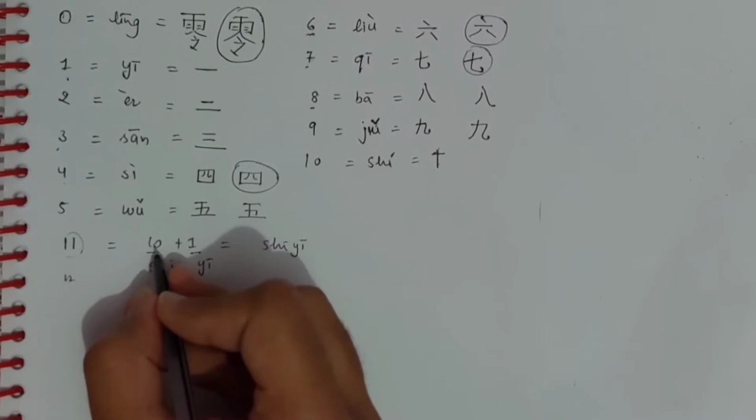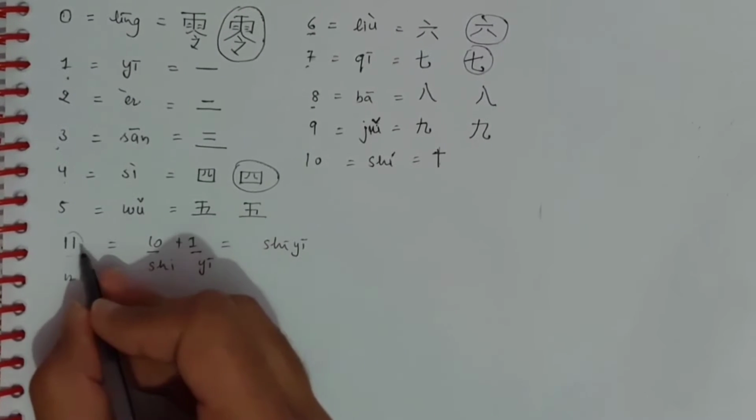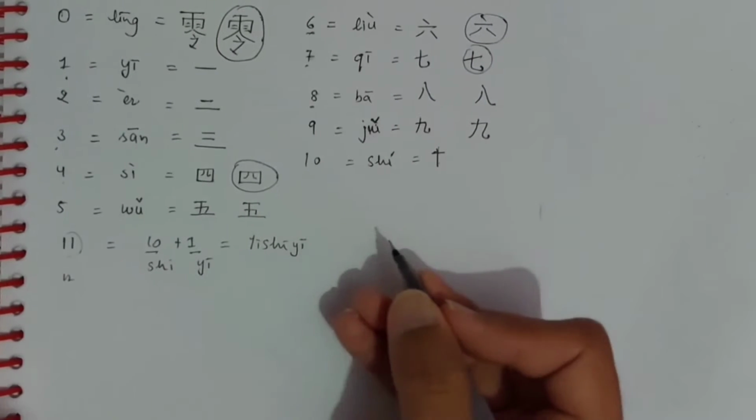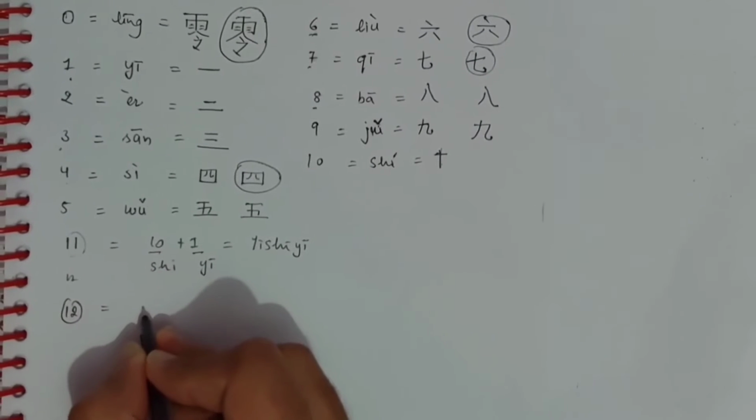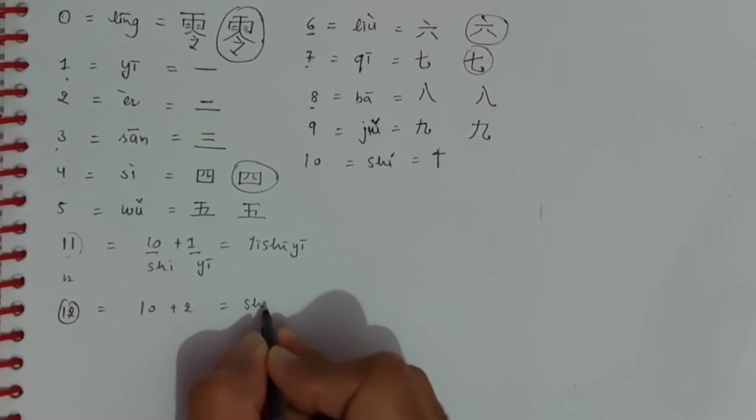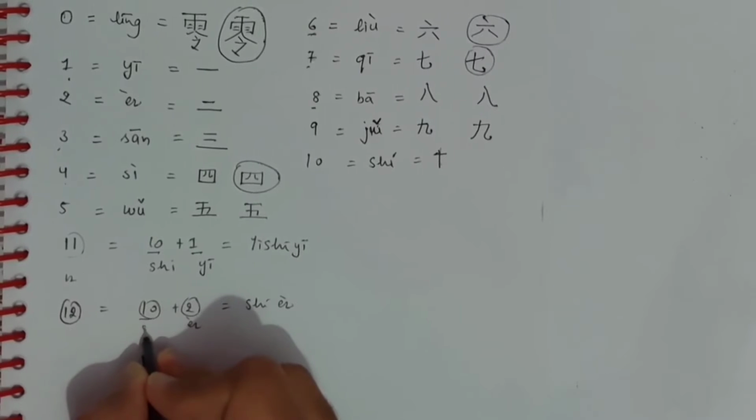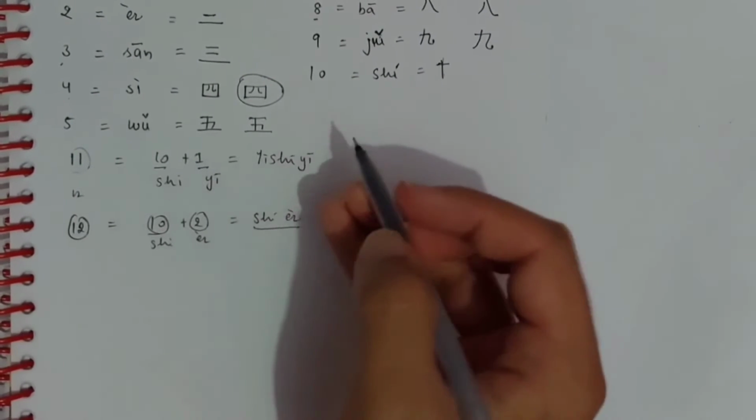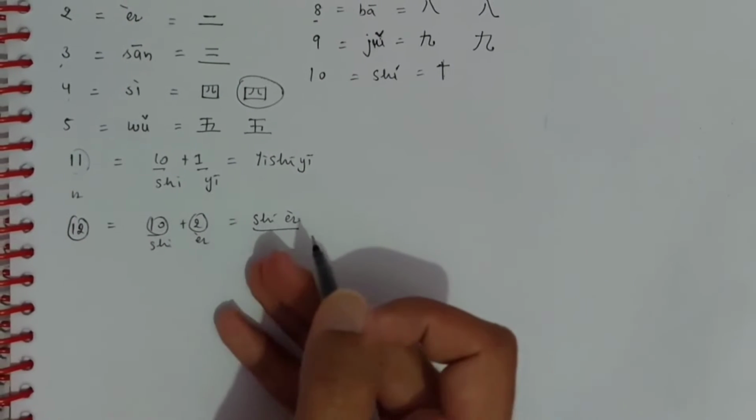Or we can also say yi shi yi, or shi yi, both we can say. Like 12 we say in Chinese 10 plus 2, so shi er, because 2 is er and 10 is shi, so shi er. Just like that, from above 10 we can add up the two words.